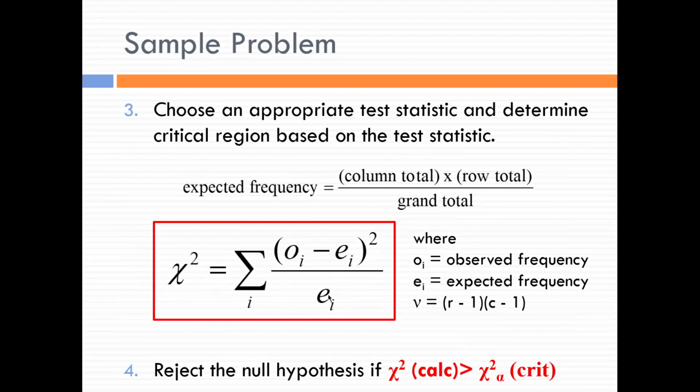Expected squared divided by the expected value. Okay? Then we reject the null hypothesis if our chi-squared calculated is greater than the chi-squared alpha, which is a right-tailed test, no? So you are saying that if you were to draw the frequency distribution, our right tail will be what we call the lack of fit, no?